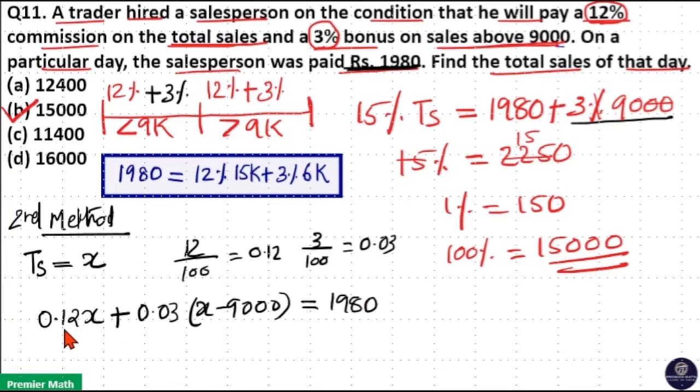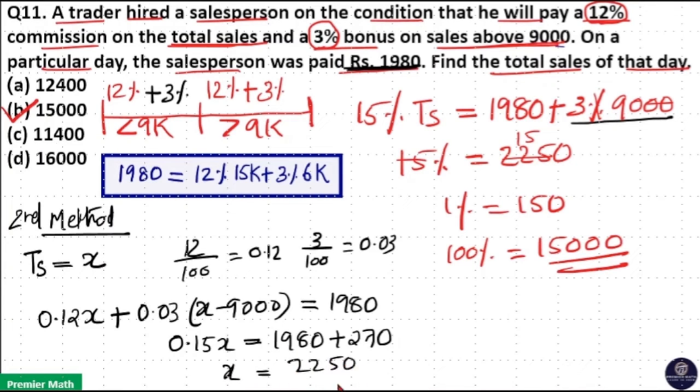Now 0.12x plus 0.03x is equal to 0.15x. And this minus 9,000 into 0.03 is minus 90 into 3. That is minus 270. So that will be equal to 1,980 plus 270. And then x will be equal to 2,250 divided by 0.15, which is equal to 15,000. This is the same step as here, that is 1,980 plus 270. So this first method is a shortcut method of the second one.